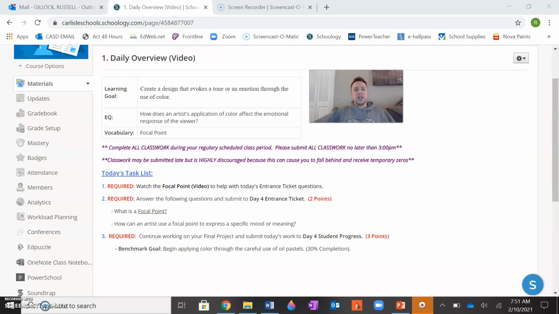Your benchmark goal for today is to begin applying color through the use of your pastels. It's okay if you are not there yet, but this is just a goal for you to try to reach so that you are on pace to finishing on time for the last day of the unit. So please make sure you create that goal to try to get about 1/3 of your project in full color so that you can finish on time.